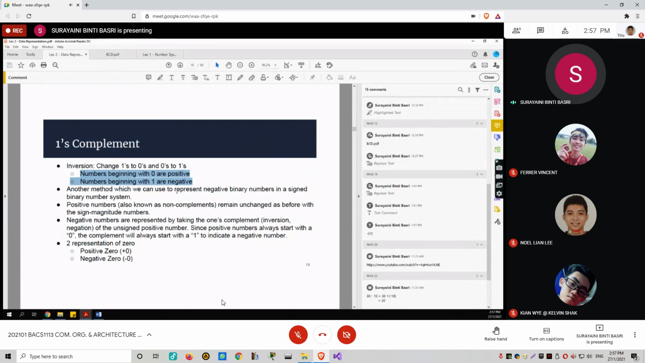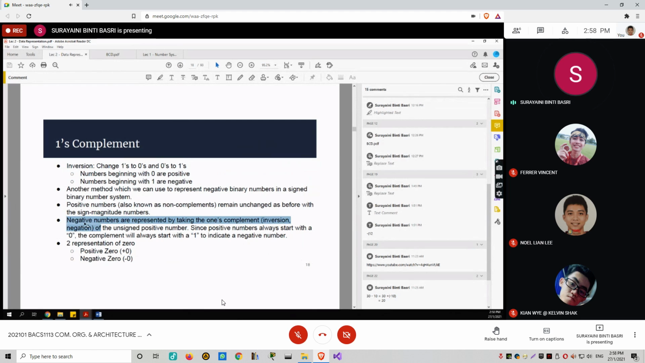Another method which we can use to represent negative binary numbers in a signed binary number system is the one's complement, an alternative to the first one just now, the sign and magnitude. Positive numbers, also known as the non-complements, remain unchanged as before with the sign magnitude number. In this method, we will not change anything to the positive number, but we only change the negative number.